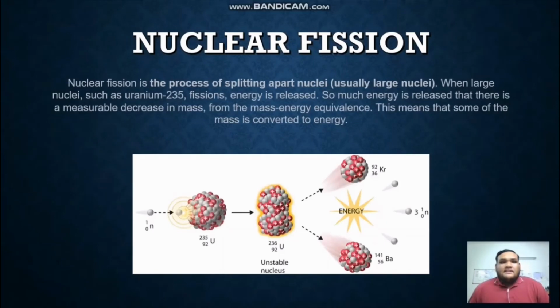Nuclear fission. Nuclear fission is the process of splitting apart nuclei. When large nuclei such as uranium-235 fission, energy is released, so much energy is released that there is a measurable decrease in mass from the mass-energy equivalence. This means that some of the mass is converted to energy.